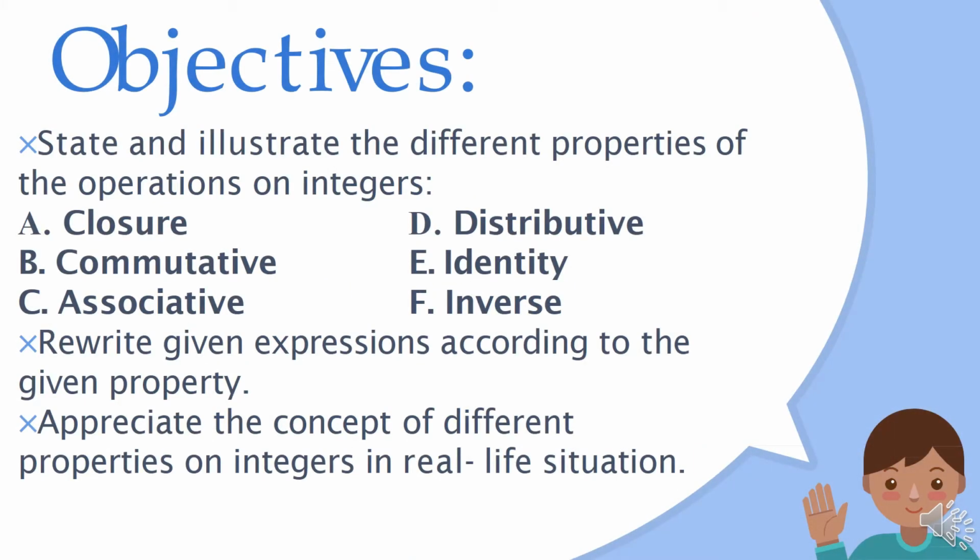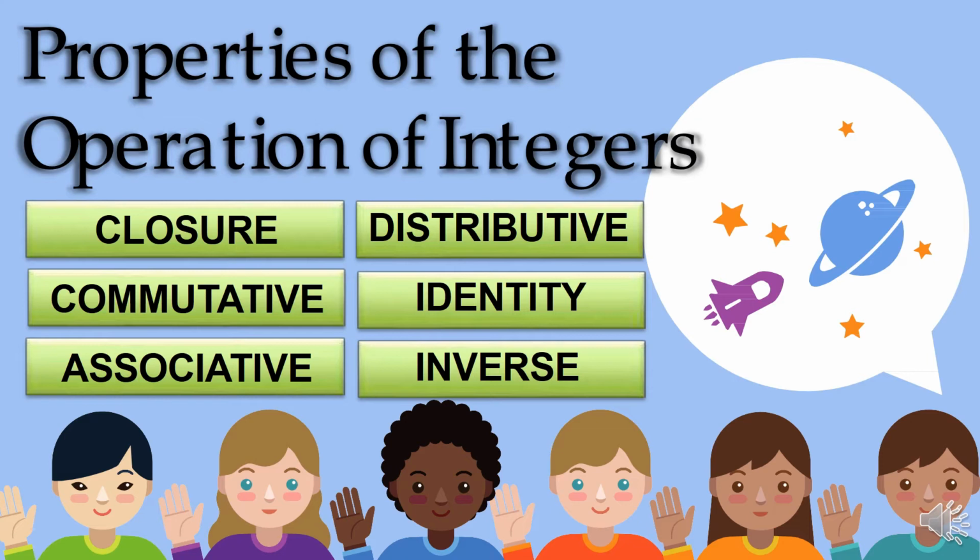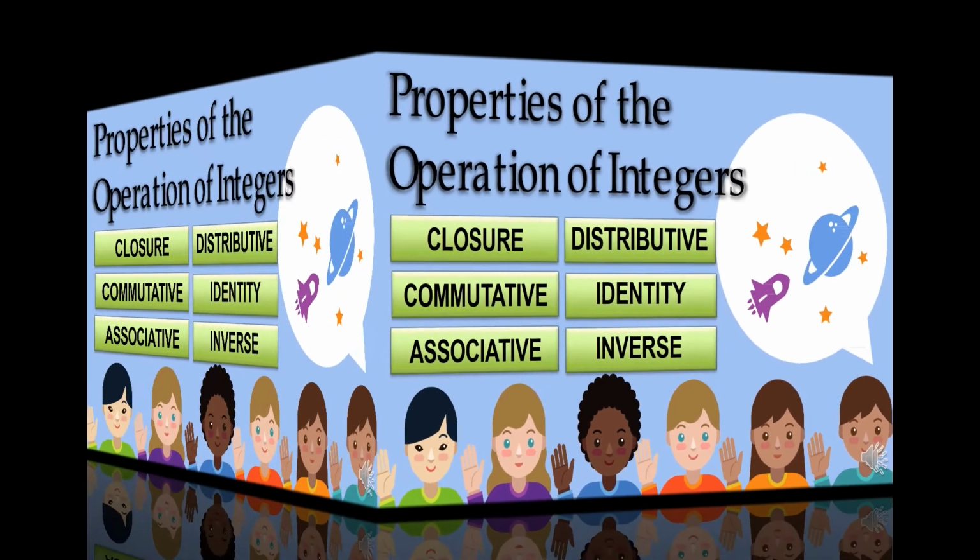State and illustrate the different properties of the operations on integers: closure, commutative, associative, distributive, identity, inverse. Rewrite given expressions according to the given property, and appreciate the concept of different properties on integers in real-life situation. And these are the properties of the operation of integers: closure, commutative, associative, distributive, identity, and inverse.